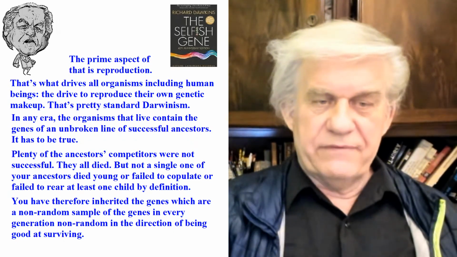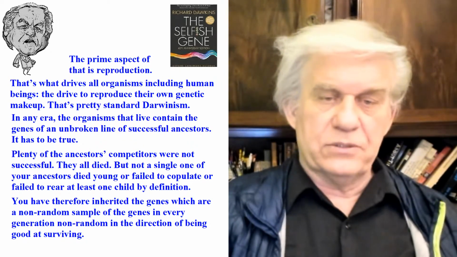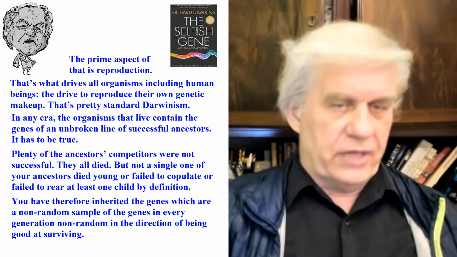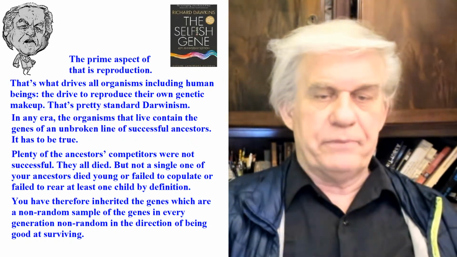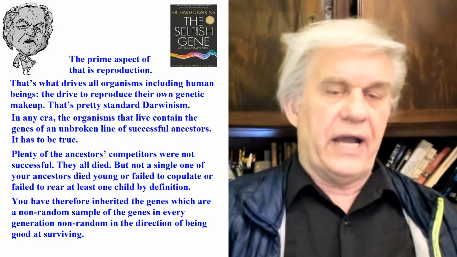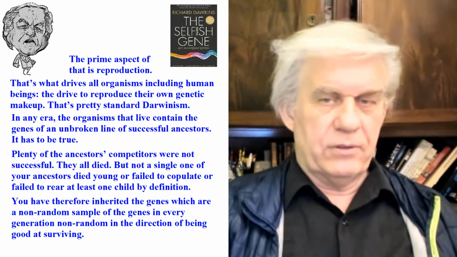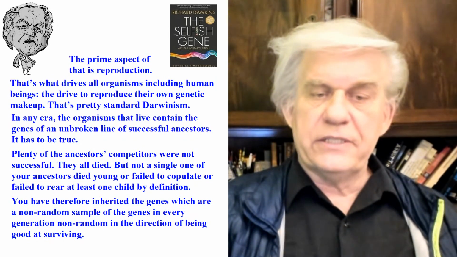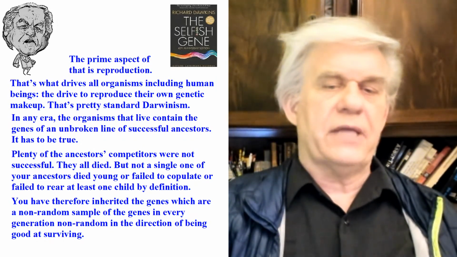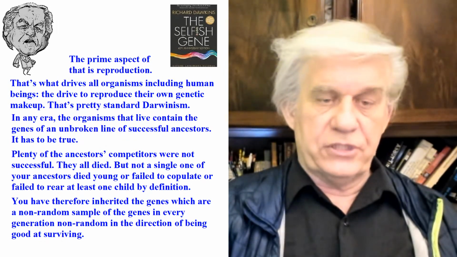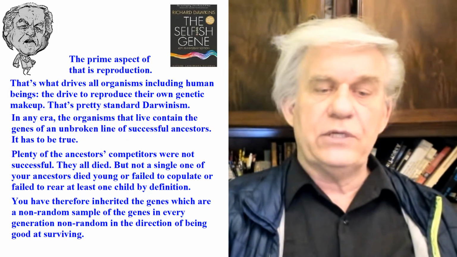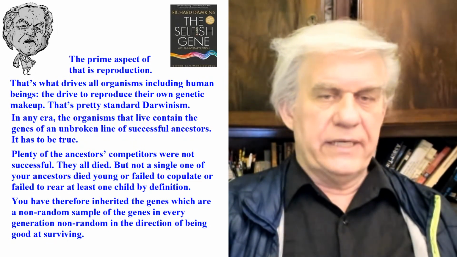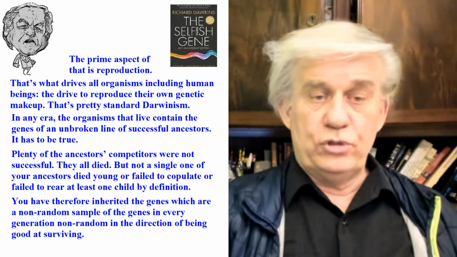Okay? Plenty of the ancestors' competitors were not successful. They all died, but not a single one of your ancestors died young, or failed to copulate, or failed to rear at least one child by definition. Otherwise, we would not be here. That's what he's saying, okay? You have therefore inherited the genes which are a non-random sample of the genes in every generation. Non-random in the direction of being good at surviving. So that in a nutshell is what evolution is about.